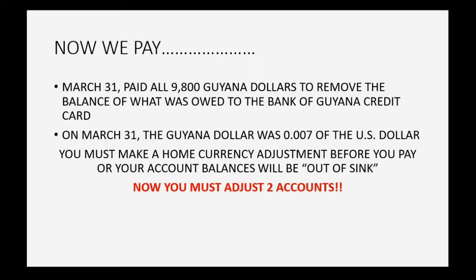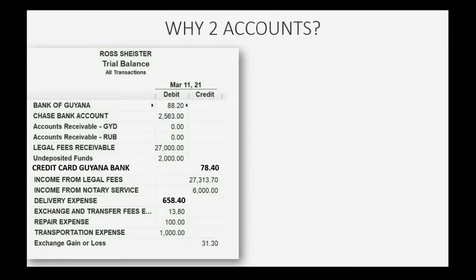And now you must actually adjust two accounts. And you may well ask, why do we have to adjust two accounts? Well, that's because our Guyana bank account is holding 9,800 Guyana dollars that were previously worth 0.009 at the moment that we either adjusted or had our last transaction. And that's why the US dollar balance shows $88.20.